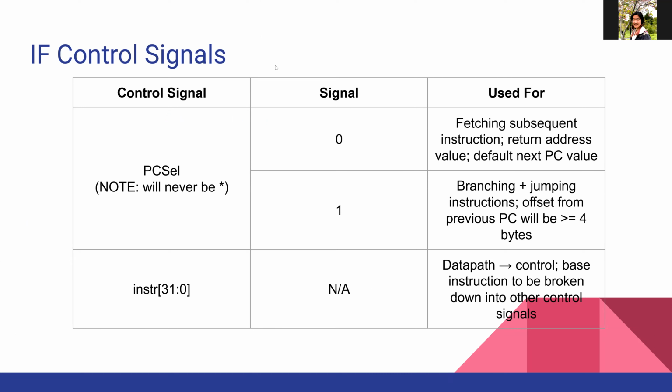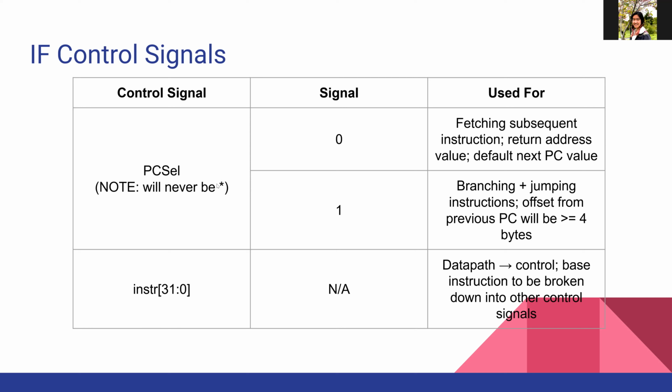So you can note here that the PC select will never be star, which is defined as don't care. So it means that whether it's 0 or 1, it's not going to affect the execution of this instruction. And this is never don't care because we always want to know and we always want to control what our next signal will be. Like we will never not care if we jump or not. There's no randomness in this. So that's why the star will never happen.